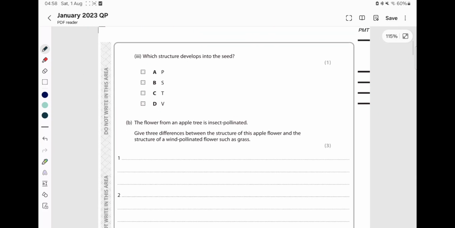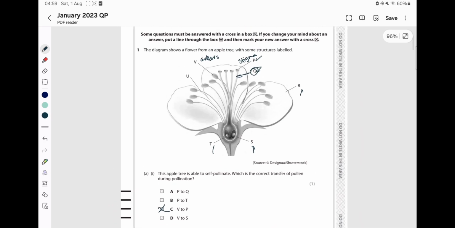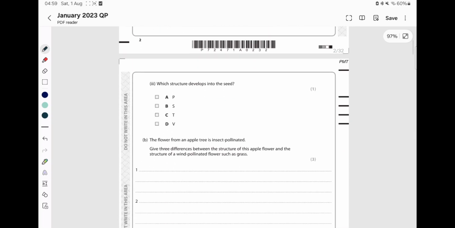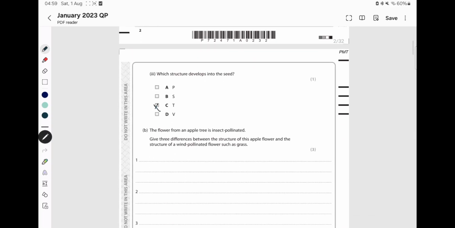Which structure develops into a seed? The structure that develops into the seed is T, which is the ovule. This is the ovary, and inside the ovary we have small egg sacs. They're called ovules, and this is going to be C.